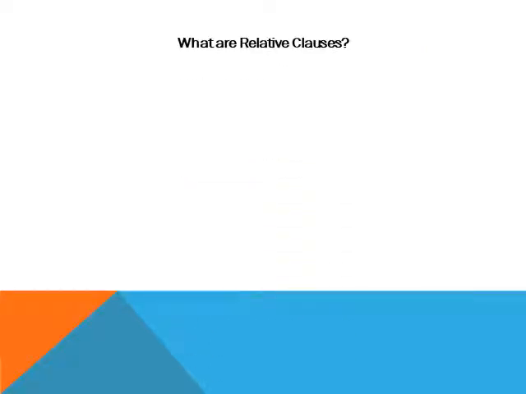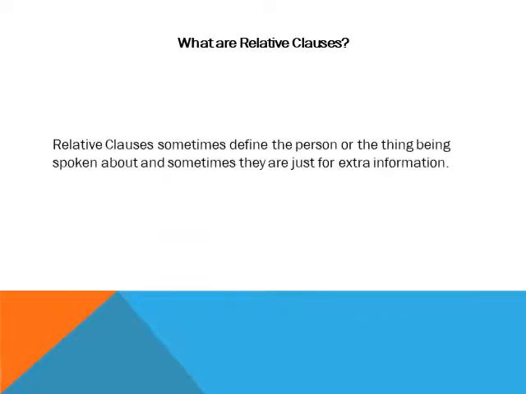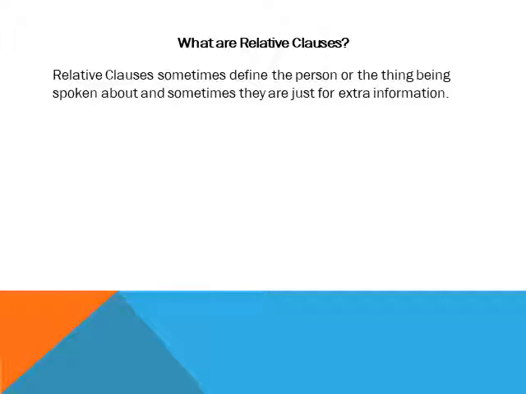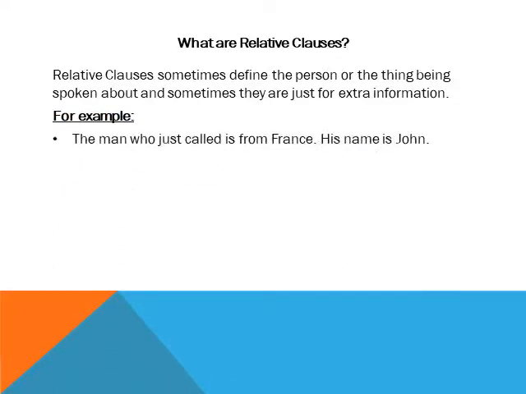So the question is, what are relative clauses? Relative clauses sometimes define the person or the thing being spoken about, and sometimes they are just for extra information. So we use relative clauses to define a person or a thing, or sometimes we just use them to give extra information. For example, the man who just called is from France.